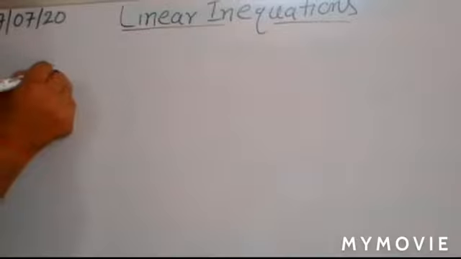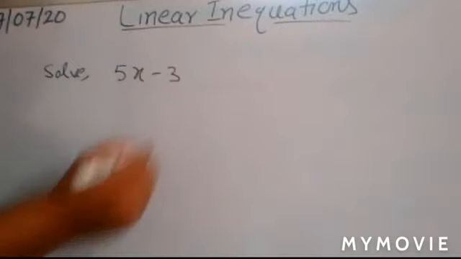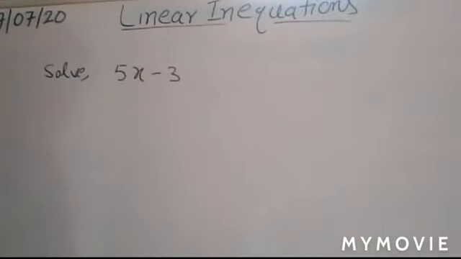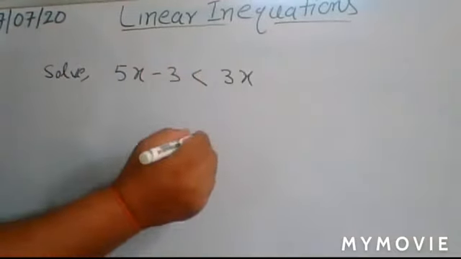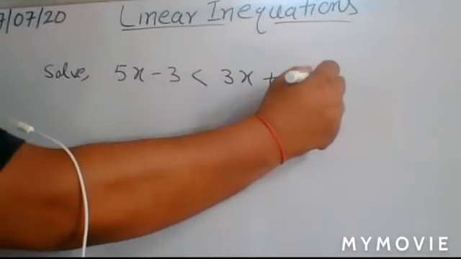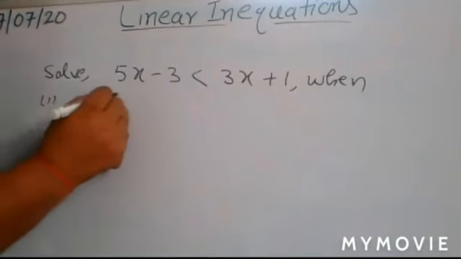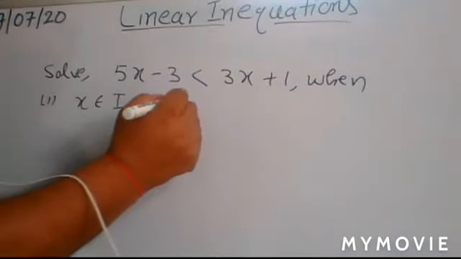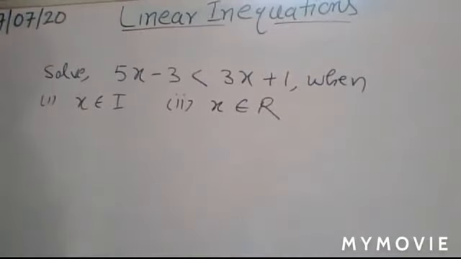Solve 5x minus 3 less than 3x plus 1 when, first part, x belongs to I, means x is an integer, and second part, x belongs to R, that means x is a real number. In that case, you have to find its value.